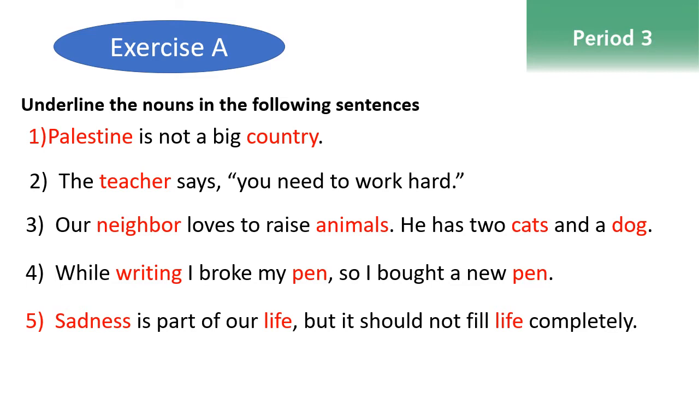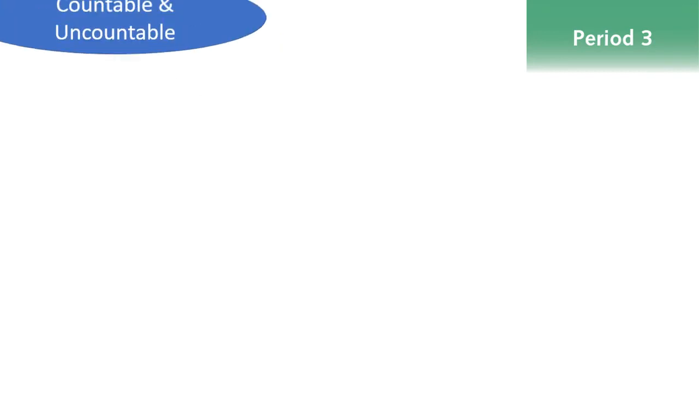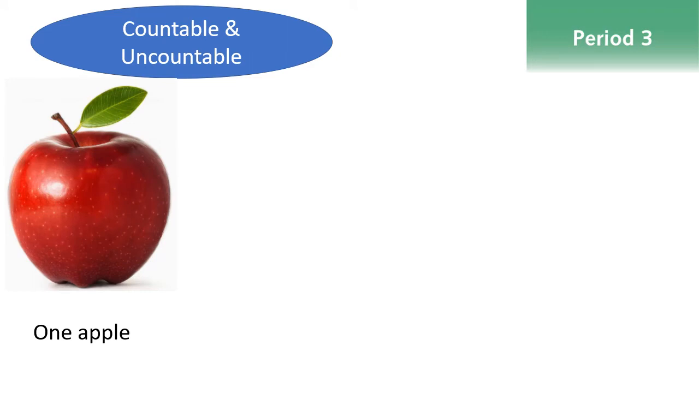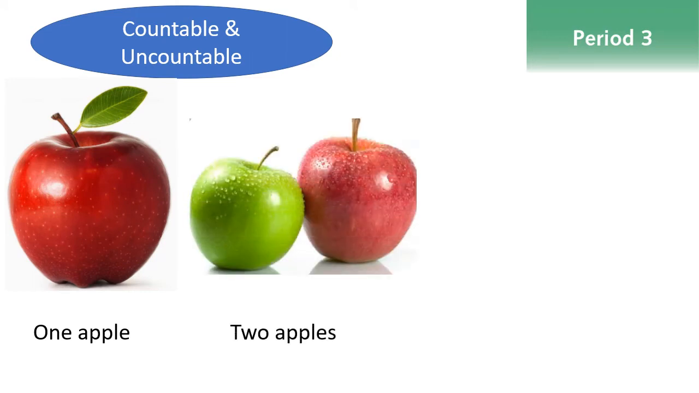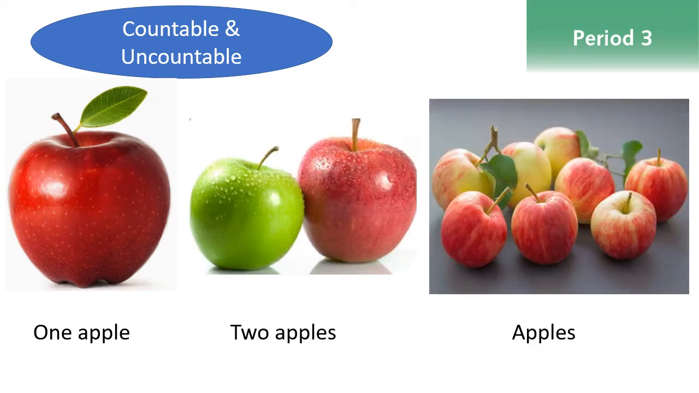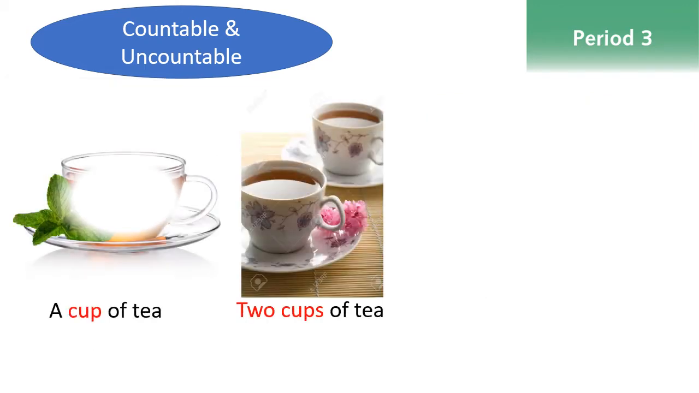Thank you. Now, we should know that nouns are of two parts: countable nouns and uncountable nouns. Notes. One apple. Two apples, apples, but on the other side we have a cup of tea, two cups of tea, tea.